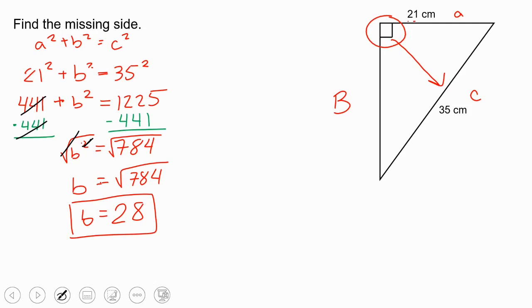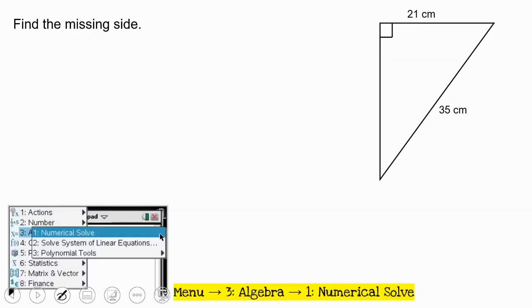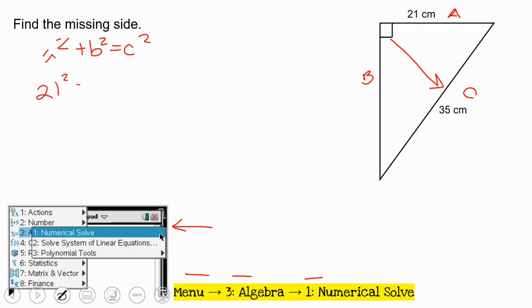Now, I'm going to show you how to do it in an easier way. Because this is doing it the long way, but because we have the calculators in our classroom, we can actually use nsolve to figure this out. And remember that you get nsolve by doing menu, 3, and then 1. Menu, algebra, and numerical solve. So here, you still set this up: you need your formula, a squared plus b squared equals c squared. A is 21 squared. You don't know what B is, equals 35 squared. So at this point, all you need to do is take this and put that into the calculator.